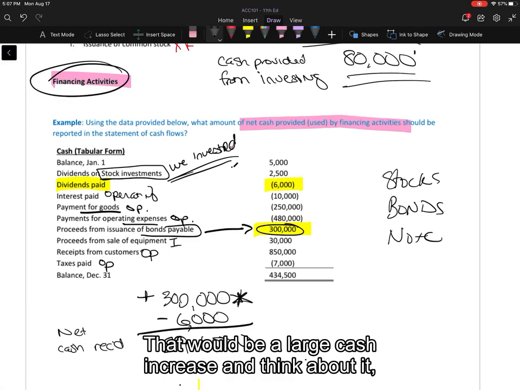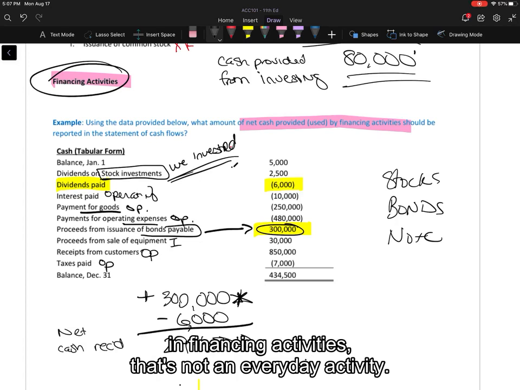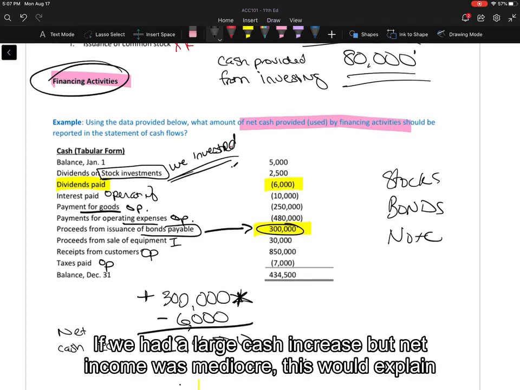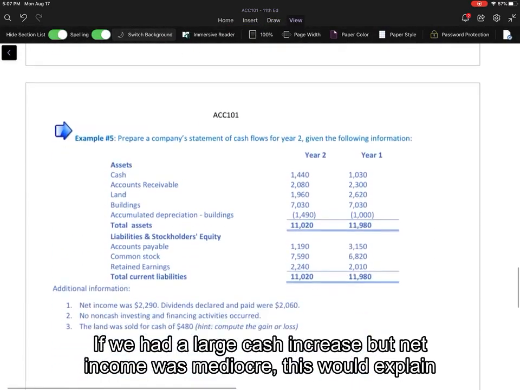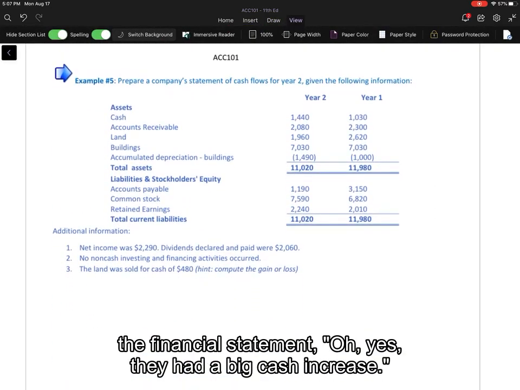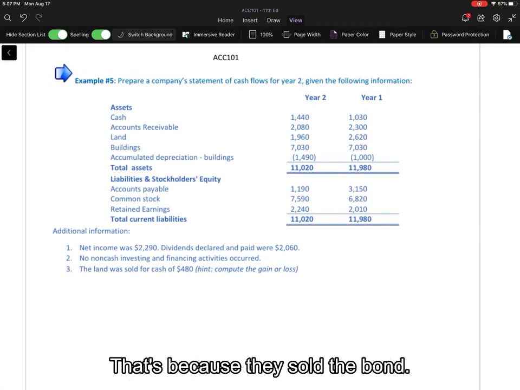And think about it. In financing activities, that's not an everyday activity. So if we had a large cash increase but net income was kind of mediocre, this would explain a lot to the user of the financial statements. Oh yeah, they had a big cash increase, but that's because they sold a bond.